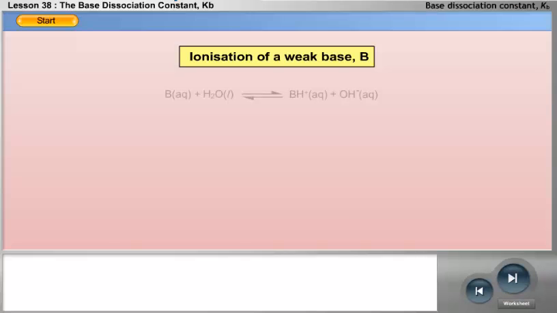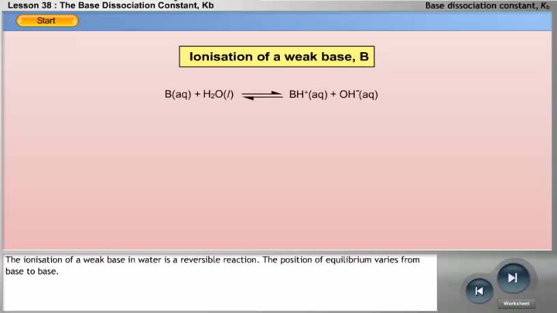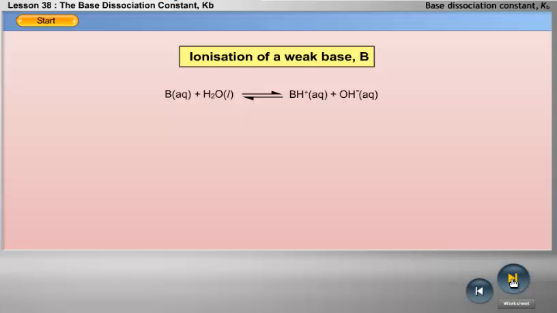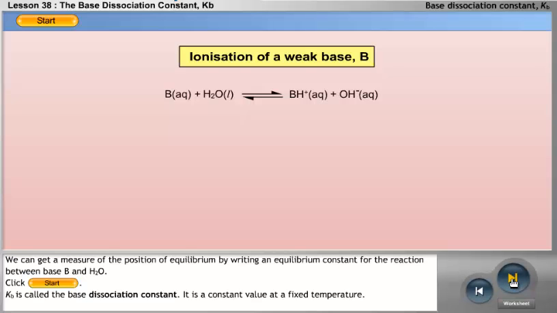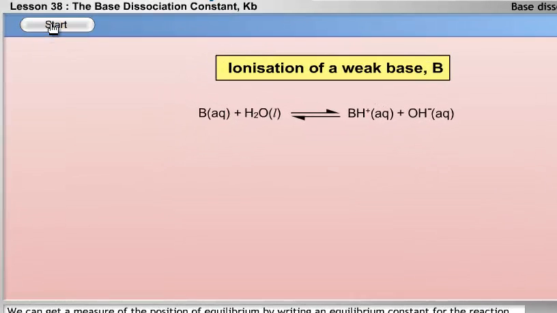The ionization of a weak base in water is a reversible reaction. The position of equilibrium varies from base to base. We can get a measure of the position of equilibrium by writing an equilibrium constant for the reaction between base B and H2O. Click Start button. Kb is called the base dissociation constant. It is a constant value at a fixed temperature.